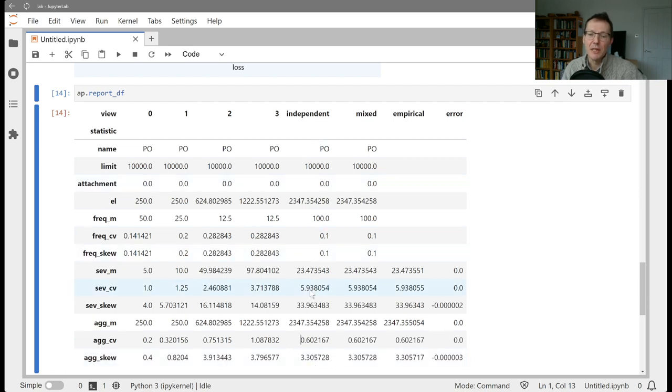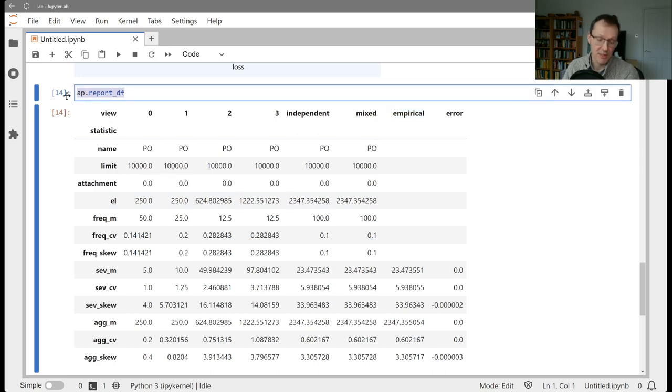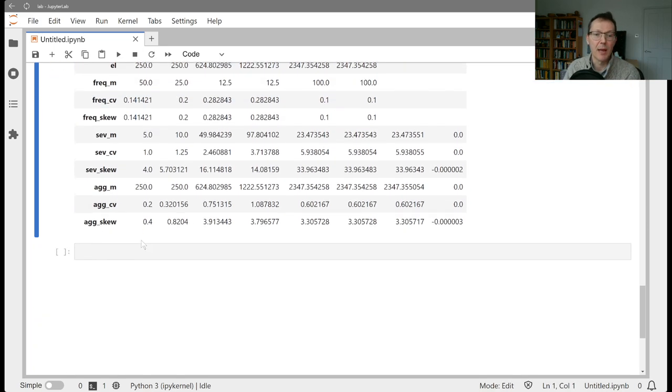So this independent column is adding up these four mixture components as though they were independent. And that's all the Poisson does. So there's nothing doing with the other columns or this mixed column. The empirical column here is what aggregate computes. And then the last column is the error. And as we've already seen, the error is very good. We've got great accuracy going on here. So that's the Poisson model. There's sort of nothing happening there.